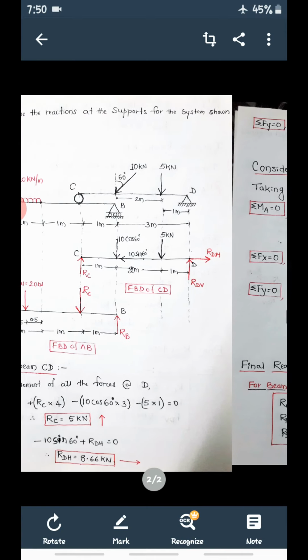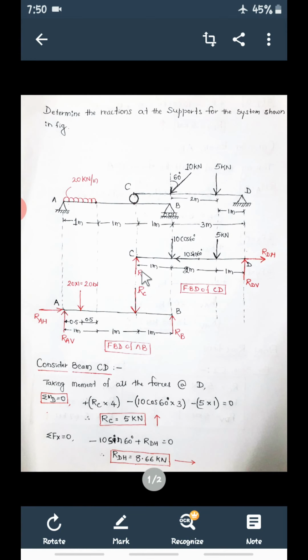So when you consider beam CD, we have got 3 equations, and using them we have got RC, RDV and RDH. Why did we select this beam first? Because there are only 3 unknowns. If you select the other beam, there are 4 unknowns, and I cannot solve it first. So whenever you get a problem like this with 2 beams, take first the beam where there are only 3 unknowns, because 3 equations are available. Here, find all 3 unknowns of CD using 3 equations.